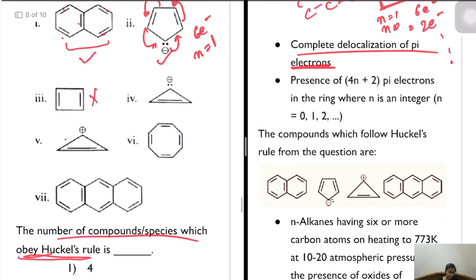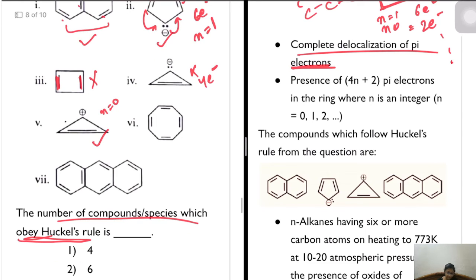This is false. Why? Only 4 electrons are there. This is in fact anti-aromatic. This is also false, 4 electrons are there. This is true because n is 0. This is also C here. This is non-aromatic first of all. Why? Because it is not planar. The structure is tub-shaped. This is the structure of this molecule.